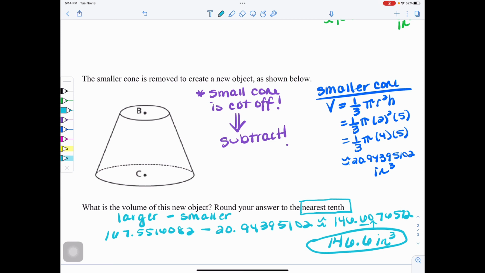And that concludes our lesson on multi-step volume problems.